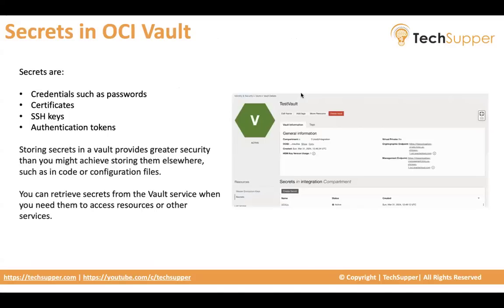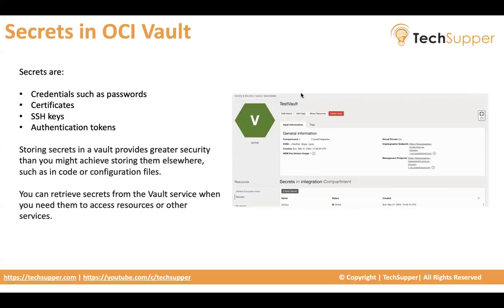What is a secret in OCI Vault? Secrets may be your credentials such as passwords. They may be your certificates that you would like to store safely somewhere and use later. You may need to store your SSH keys for later purposes. You may need the authentication token. You may need the API keys that you would like to store somewhere and then use whenever required.